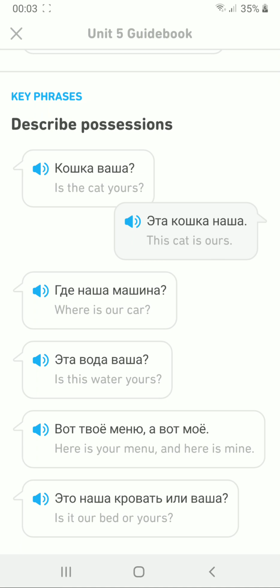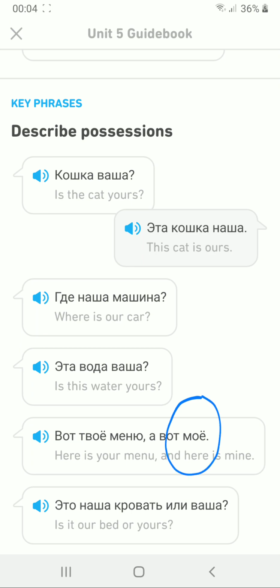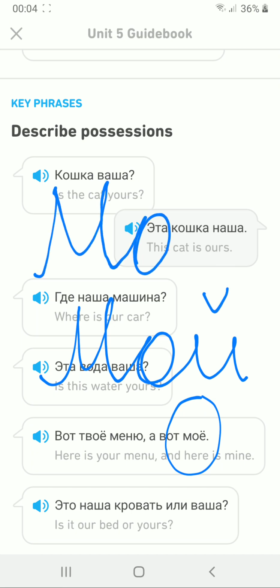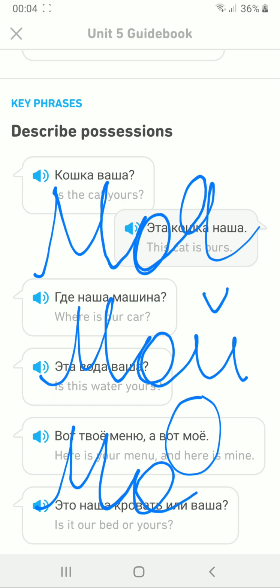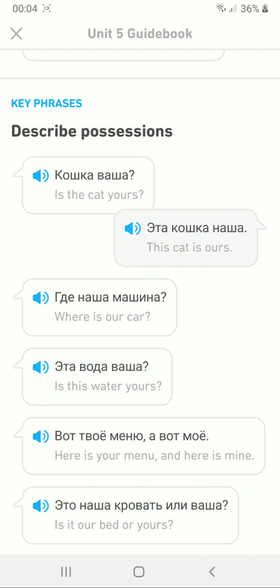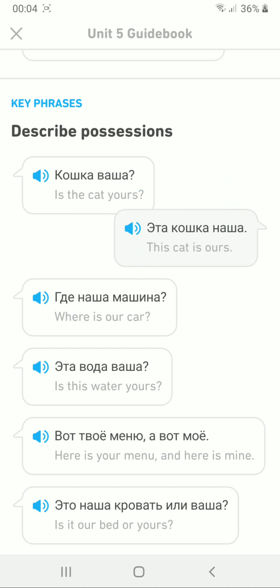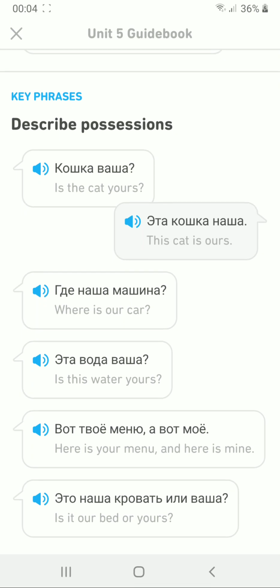So, vot tvoyo menu, a vot mayo. This is yours, and here is mine. Like I said, this is a new form of moi, which is moi or maya. Why? Because this is for the neuter. I think you got the point. And we don't have to worry about possessive pronouns, because in Russian there are none.